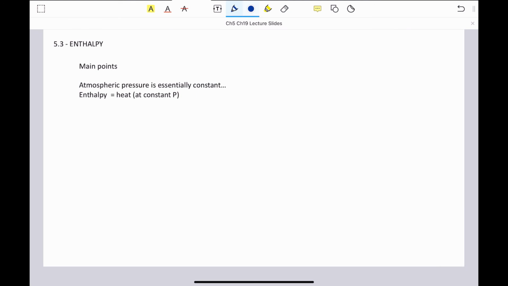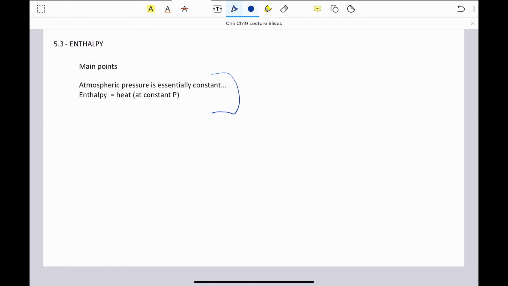5.3, the basic point here is that the atmospheric pressure is essentially constant. For most of the experiments that we will do, if you think about a beaker or a flask, it's open to the atmosphere. Even if we put a lid on it, it is still subject to the atmosphere, because we're not getting a tight seal with the production or consumption of gases such that the pressure inside would change. Because the pressure of the atmosphere doesn't change considerably during a normal chemistry experiment, we can say that anything open to the atmosphere is under constant pressure.